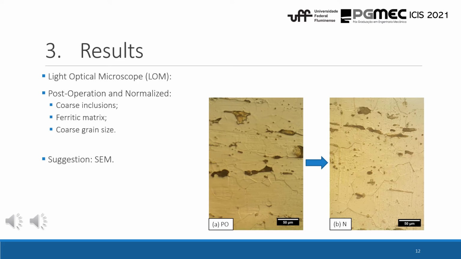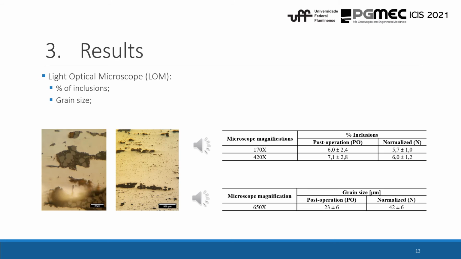These results are different from the results presented in literature. So in this case, a more detailed analysis using the scanning electron microscope is suggested. Using the software ImageJ, we are able to quantify the inclusions on both conditions, and a slight decrease in the amount of inclusions was noted for the normalized sample.